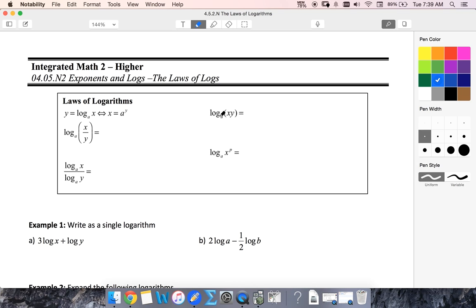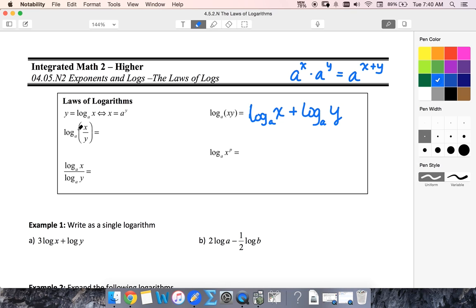Now, if I have a log of a product, I can separate that into a sum of two different logs. And think about how this corresponds to our exponent rule. We also have an exponent rule that says a to the power x times a to the power y is equal to a to the x plus y. So again, I have product and a sum. Just something interesting to think about there.